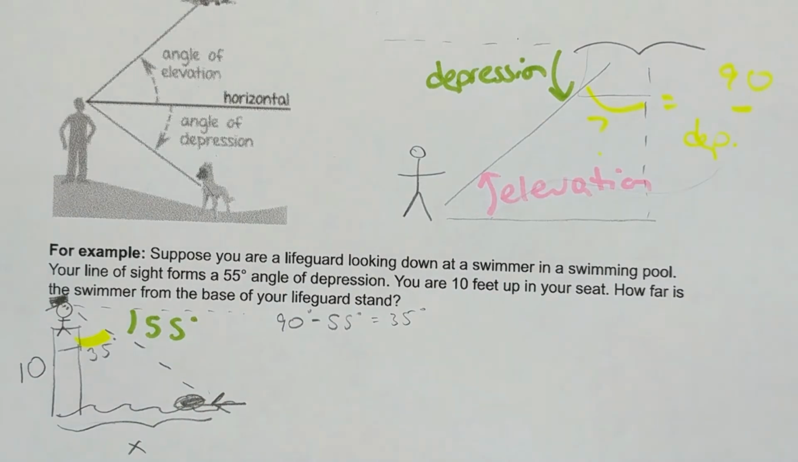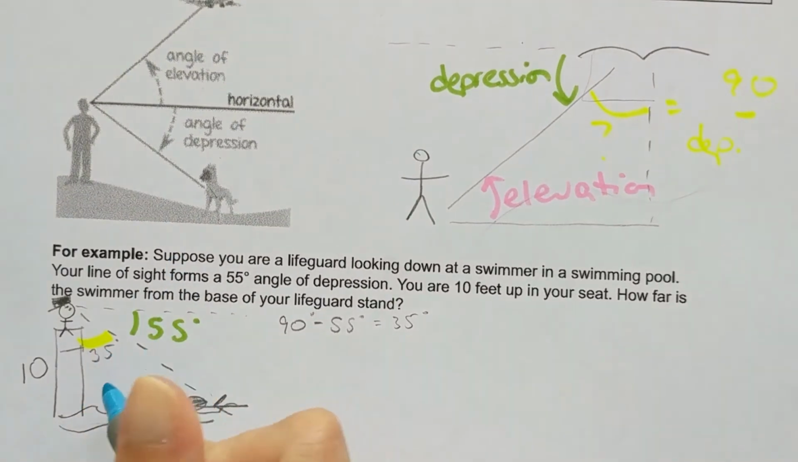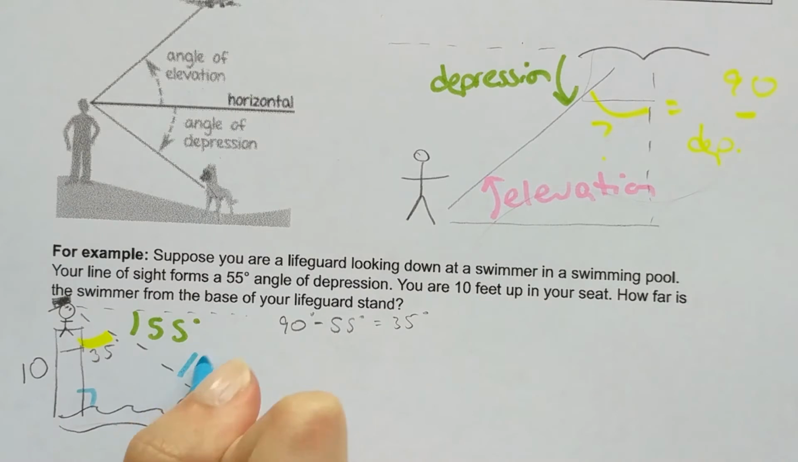There is my unknown. That is what I am looking for. Okay, now that I have a diagram, I can see pretty clearly what's happening, and I can start doing some math. First things first, I'm going to label my triangle with the three sides: hypotenuse, opposite, and adjacent. I can see pretty clearly that this side is going to be my hypotenuse because it is across from the right angle.